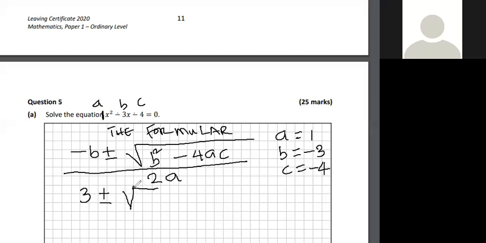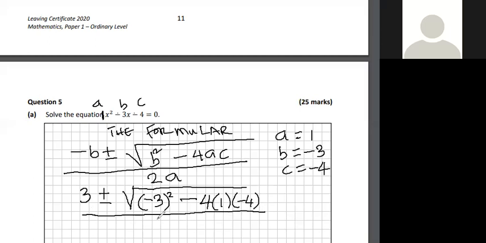and then the square root of your b. If you don't put this in a bracket, you get it wrong. You see the way I do it? So your b is minus 3, so put it in a bracket, to be squared, followed by the minus 4, followed by your a. Your a is 1, and then your c is minus 4. You put them in a bracket. Then all to be divided by what? 2 multiplied by a, which is 1.